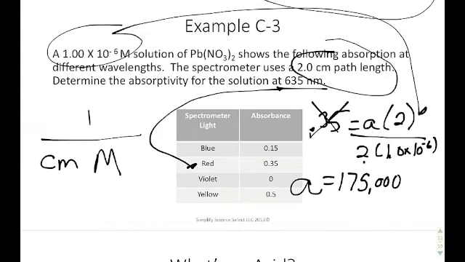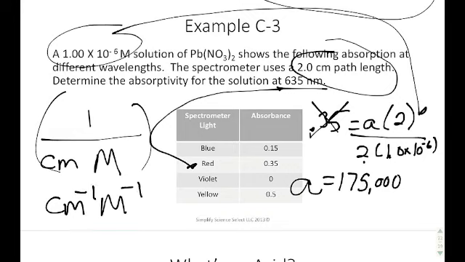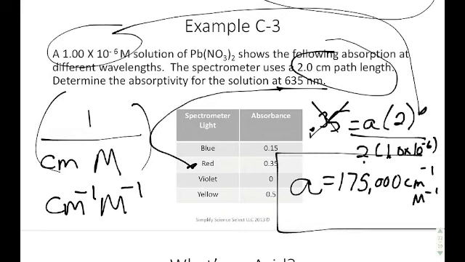A lot of times you'll see it written as this, 1 over cm M, but more commonly it's expressed as cm to the minus 1, M to the minus 1. That indicates that it's on the bottom, but a lot of times people don't like to put the 1 over. So you would say cm minus 1, M minus 1. That right there is the absorptivity of lead nitrate in this particular case.